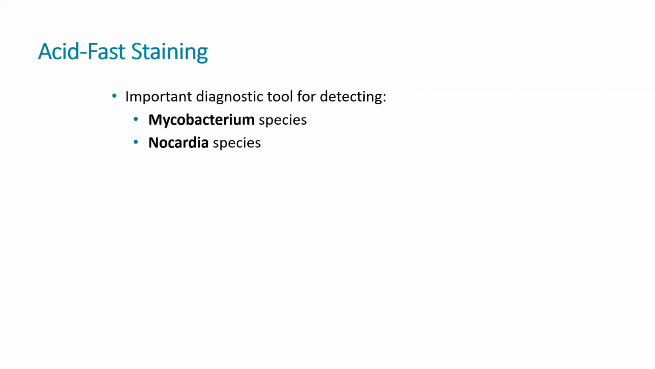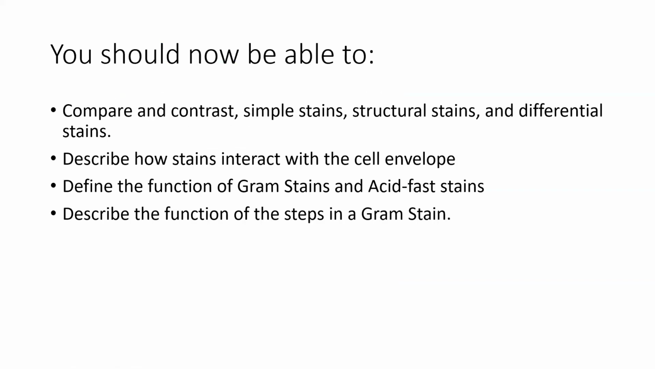The acid-fast staining is important for identifying the mycobacteria and the Nocardia species. All right, so that is staining. You should be able to compare and contrast simple structural and differential stains, describe how stains interact with the cell envelope, define the function of gram stains and acid-fast stains, and describe the function of the steps in a gram stain. I hope you enjoyed. I'll see you in lab.